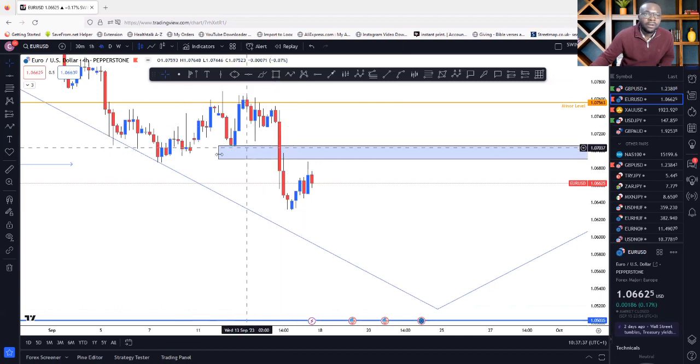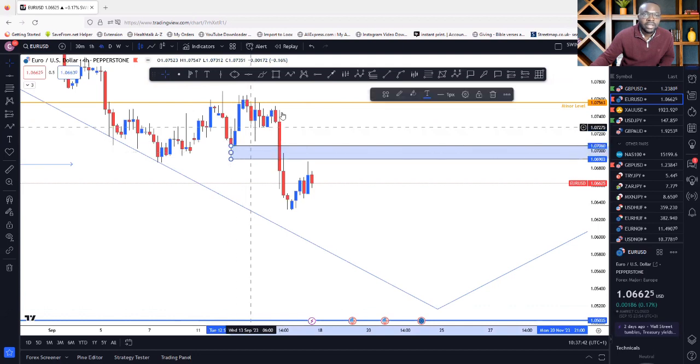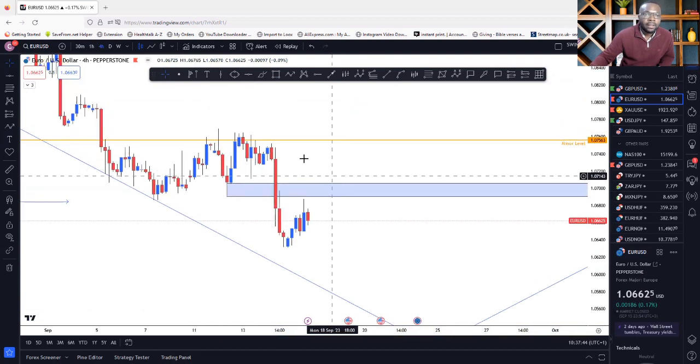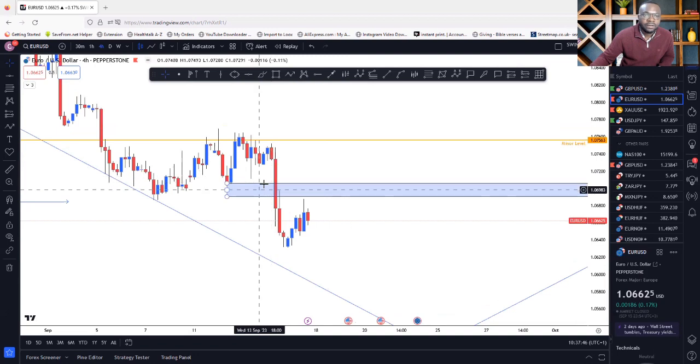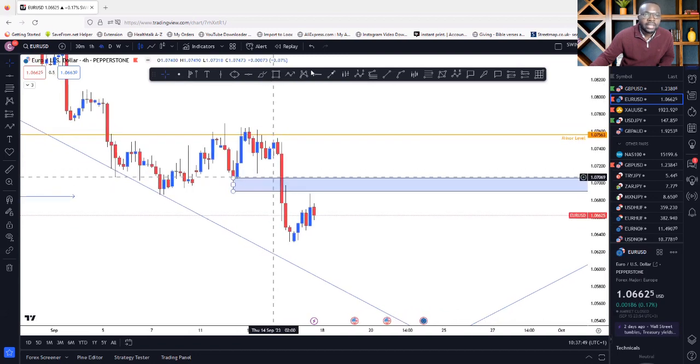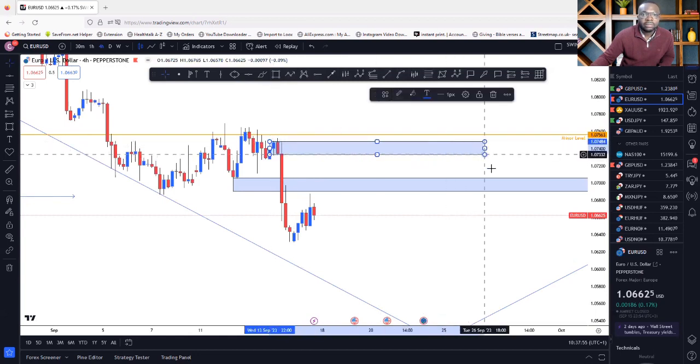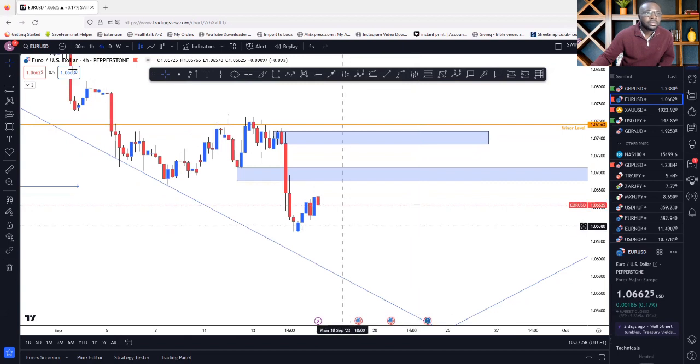So on the 4-hour, we have another beautiful price action there. So let's see that this order block, if this fair value gap doesn't hold and it fills it up, then we should be looking for price coming to this order block right here. Then another beautiful sell opportunity. So that's on the 4-hour.